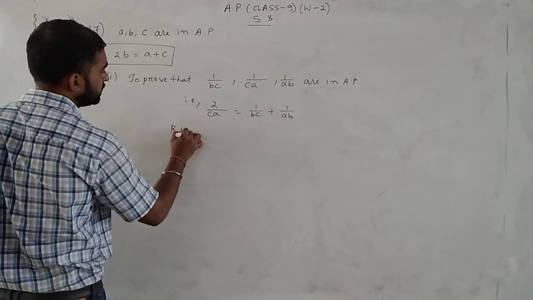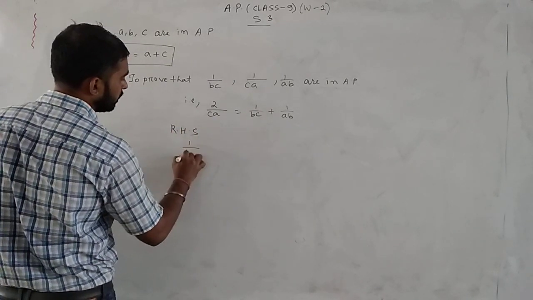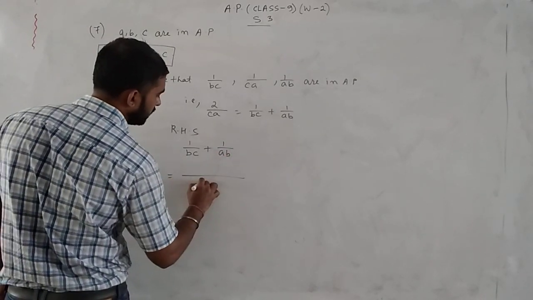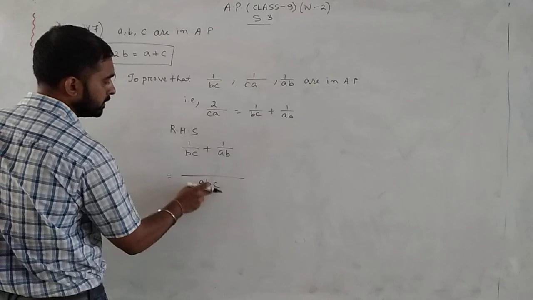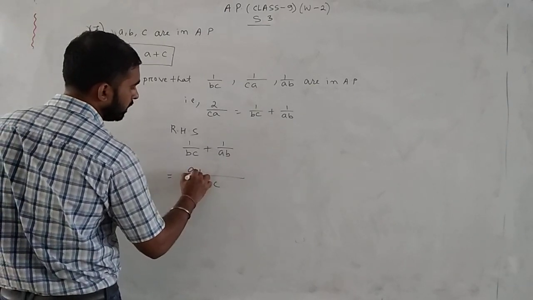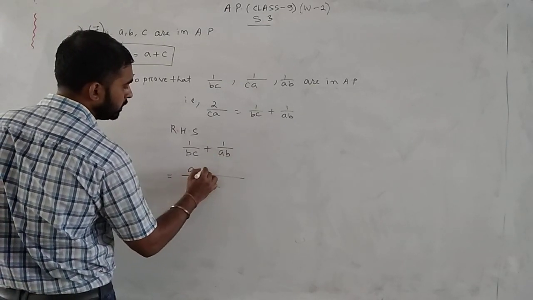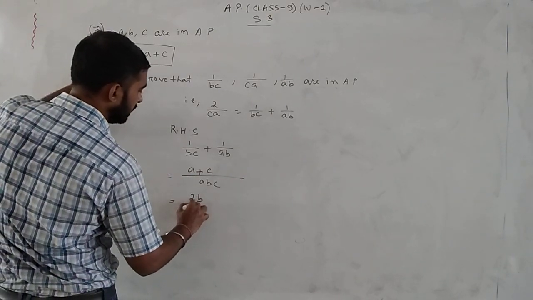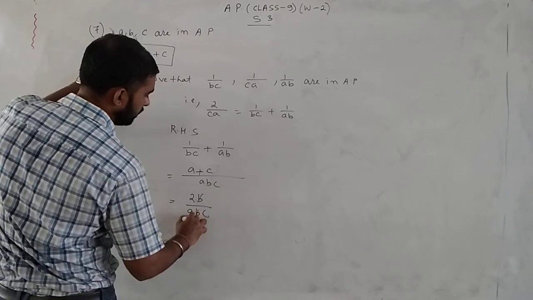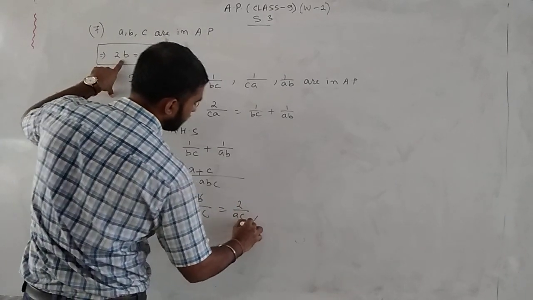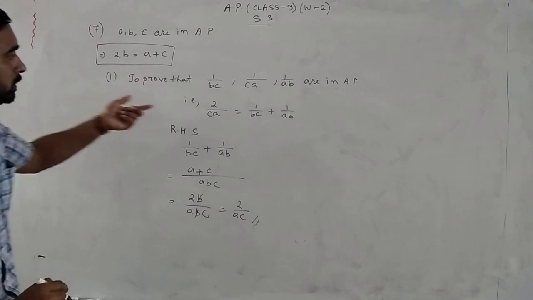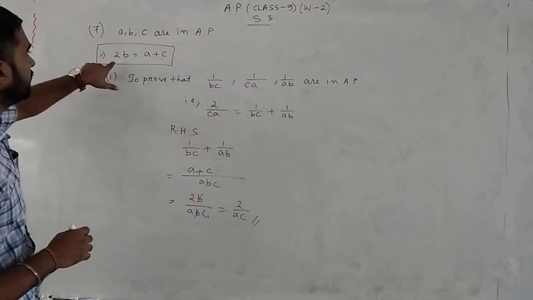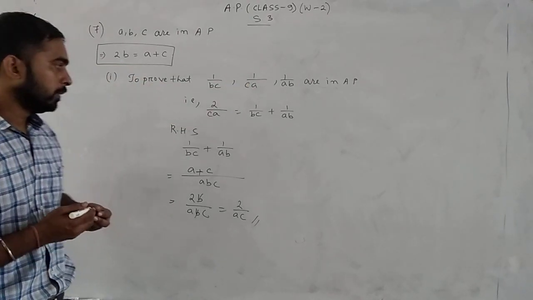Now from right hand side, it's a simple question. Right hand side, 1 by BC plus 1 by AB. So here LCM will be ABC. BC cancel, A into 1, A. AB cancel, C into 1, C. Now what is A plus C? Equal to twice B by ABC. B, B cancel, so 2 by AC. Got it? So this plus this equal 2 by CA. So if A, B, C are in AP, then they are also in AP. Simple.